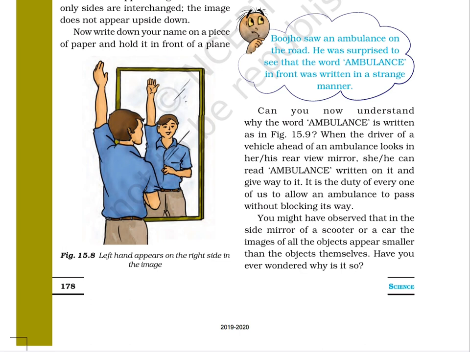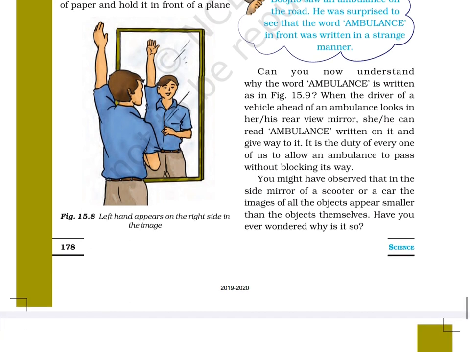There's a thought bubble given here. Bojo saw an ambulance on the road. He was surprised to see that the word ambulance in front was written in a strange manner. Can you now understand why the word ambulance is written as in figure 15.9? When the driver of a vehicle ahead of an ambulance looks in her or his rearview mirror, she or he can read ambulance written on it and give way to it. It is the duty of every one of us to allow an ambulance to pass without blocking its way.